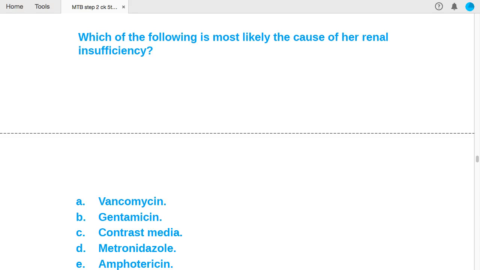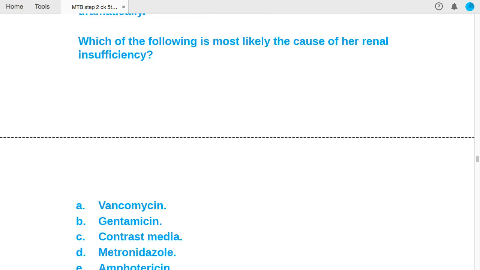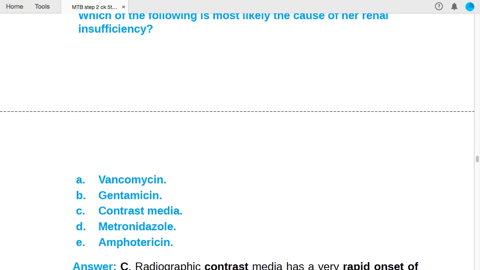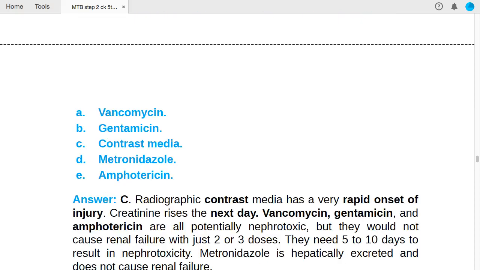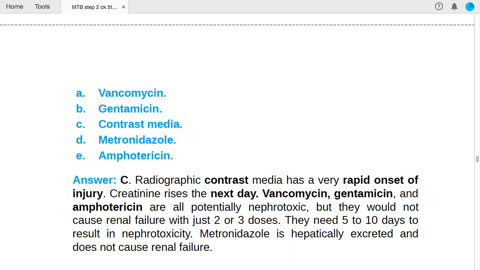Here we need to see that a CT scan was also done, which is showing this diverticulitis. So the rise of creatinine is because of the use of contrast media for CT scanning. Radiographic contrast media has a very rapid onset of injury. Creatinine rises the next day. Here, in 36 hours, vancomycin, gentamicin and amphotericin are all potentially nephrotoxic, but they would not cause renal failure with just 2 or 3 doses. She just started the medication. So definitely, these medications will take time to produce renal failure, right? Not with the start of 2 or 3 doses. So we are not going to choose any medication. They need 5 to 10 days, maximum 10 days, to result in nephrotoxicity. Metronidazole is hepatically excreted and does not cause renal failure. So all of them are excluded, and only because she has undergone a CT scan, in which contrast media must have been used, the answer here is that the creatinine levels were raised because of contrast media.